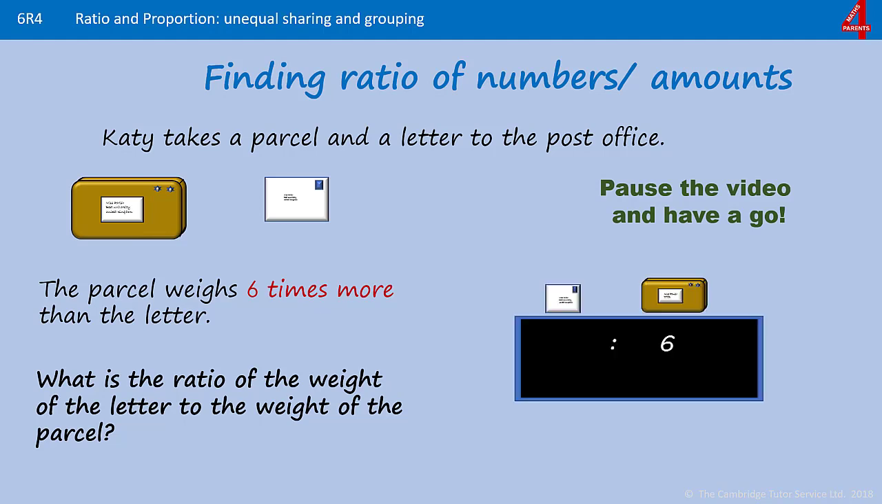If the parcel is 6 times more, that must mean that the letter is 1. For every 1 gram the letter is, the parcel is going to be 6 grams. The ratio of the weight of the letter to the weight of the parcel is 1 to 6.